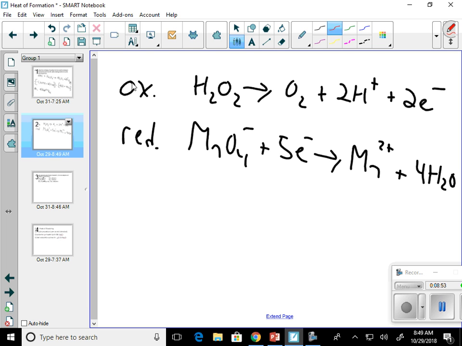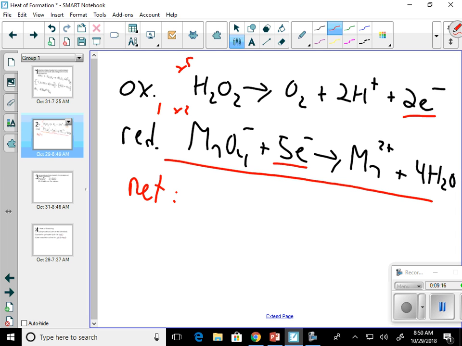Remember, we had to, at some point, write the net equation. What we had to do in order to make these two work was first multiply each reaction by something in order to get the electrons to cancel out, and then we'd add them together. So, for example, we'd multiply this by 5, we'd multiply this by 2, and then we'd add these two equations together to get our net equation.